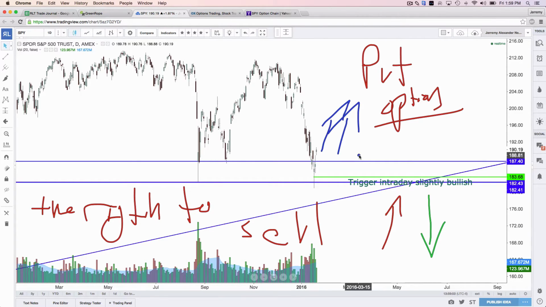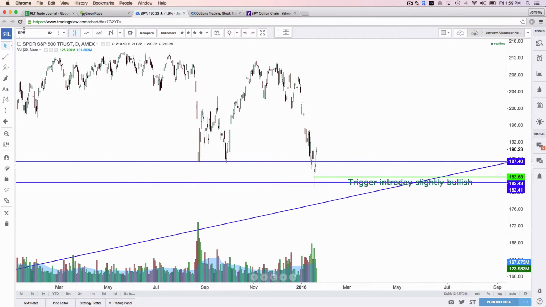A put option actually goes up in value when the market goes down. And some of you are saying, that sounds impossible. It doesn't sound like that's legal. It's very legal and very possible, and I'll explain why.